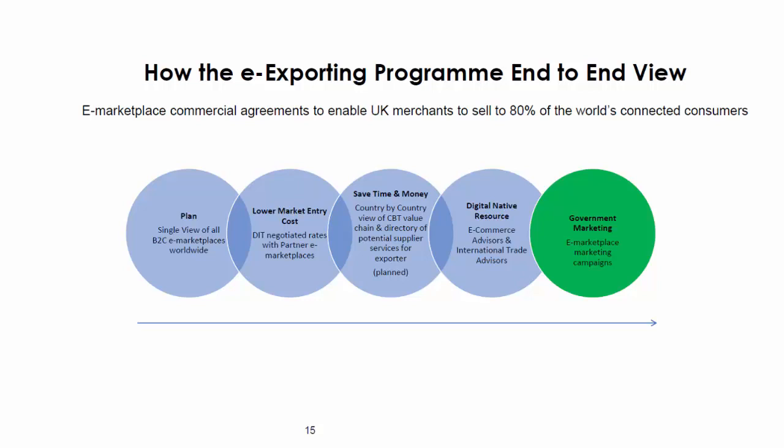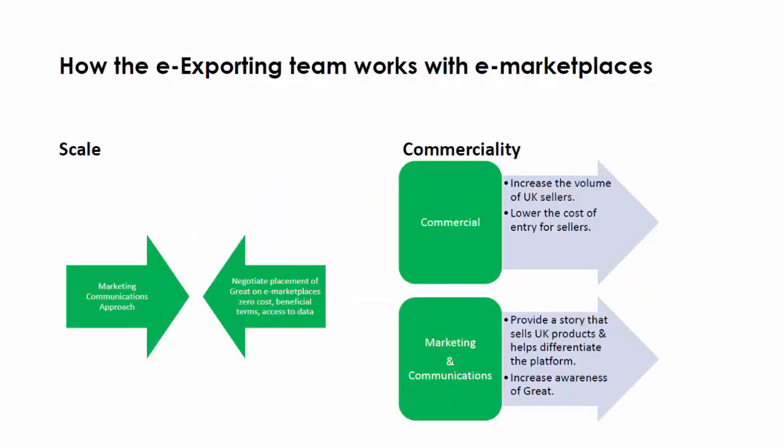So to sum it up, what this should hopefully enable you to do is plan, so you have a single view of all B2C marketplaces worldwide. We, government, work increasingly to lower your costs of market entry. That could be for lower advertising rates or changing commission models. Saves you time and money both before you go to the market and when you get there. There are a lot more digital native advisors in the Department for International Trade Advisory Network now, and crucially the support goes on to delivering marketing on the platforms in market.